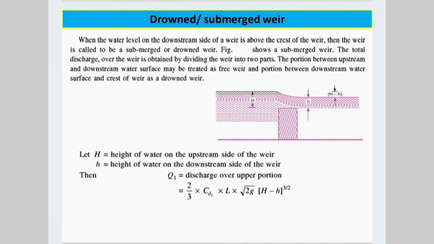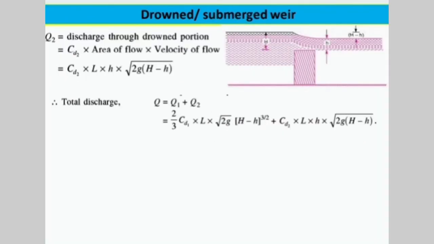Let capital H be the height of water on the upstream side of the weir and small h be the height of water on the downstream side of the weir. Then Q1, that is the discharge over the upper portion, is given as 2/3 into Cd1 into L into root 2g into (H minus h) raised to 3/2. Q2, which is the discharge through the drowned portion, is Cd2 into area of flow into velocity. Here area is L into h and velocity is root of 2g into (H minus h). So the total discharge Q is obtained as Q1 plus Q2.